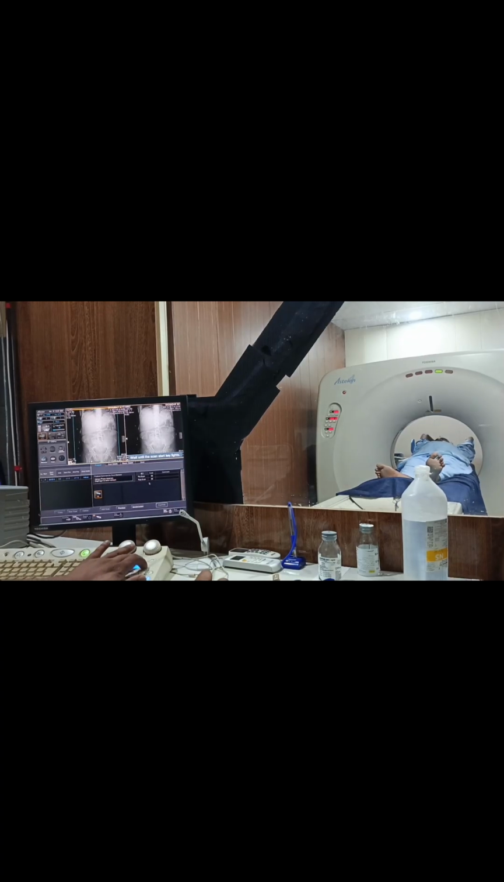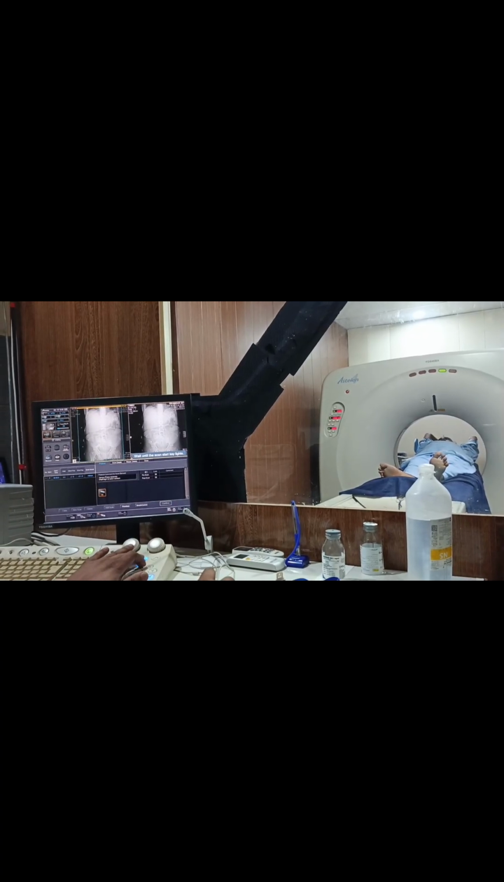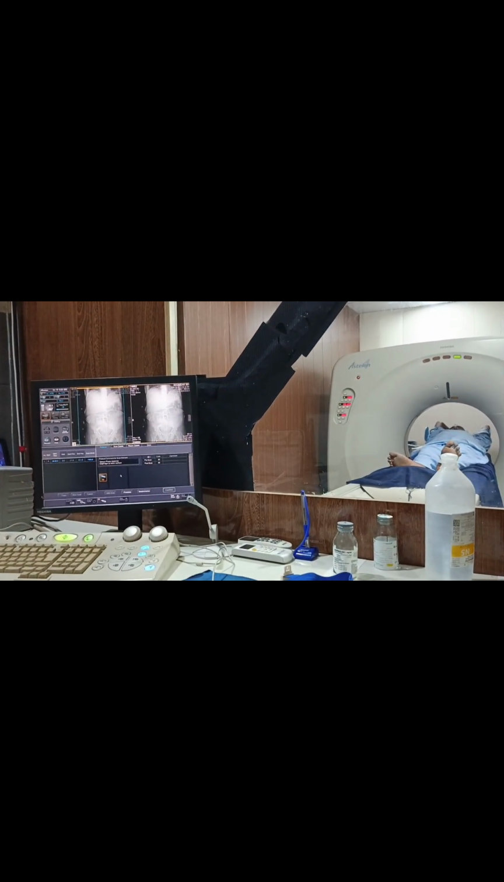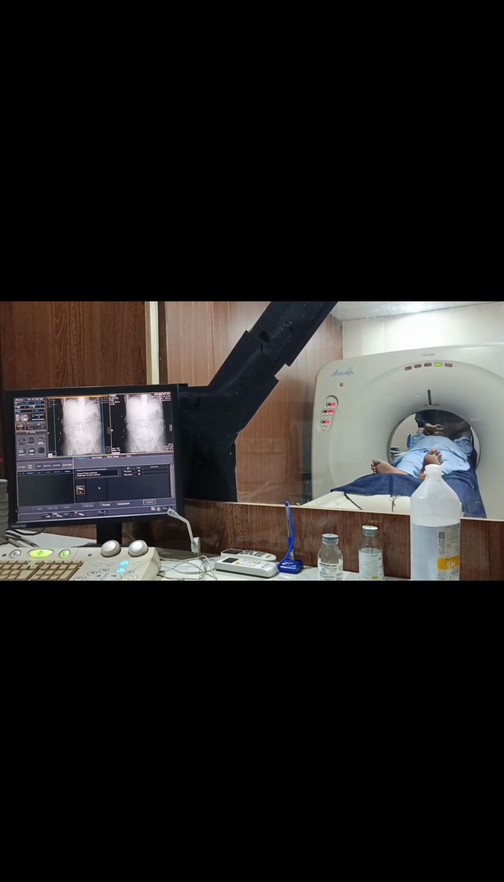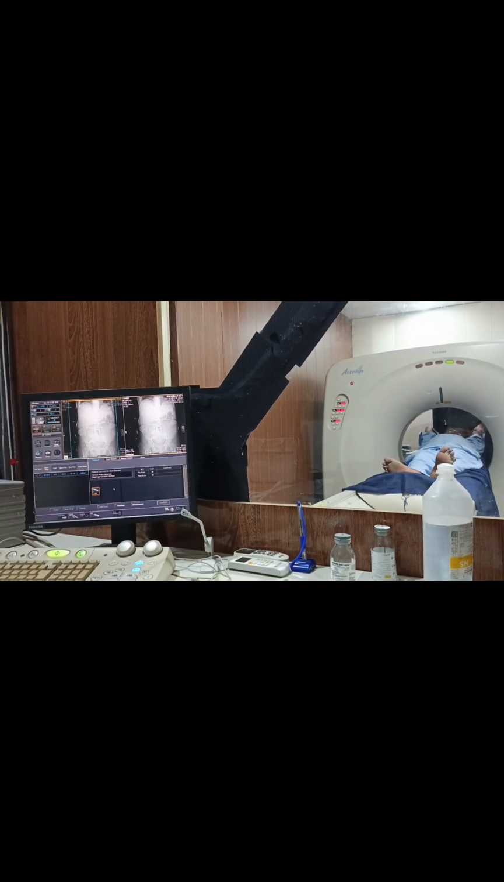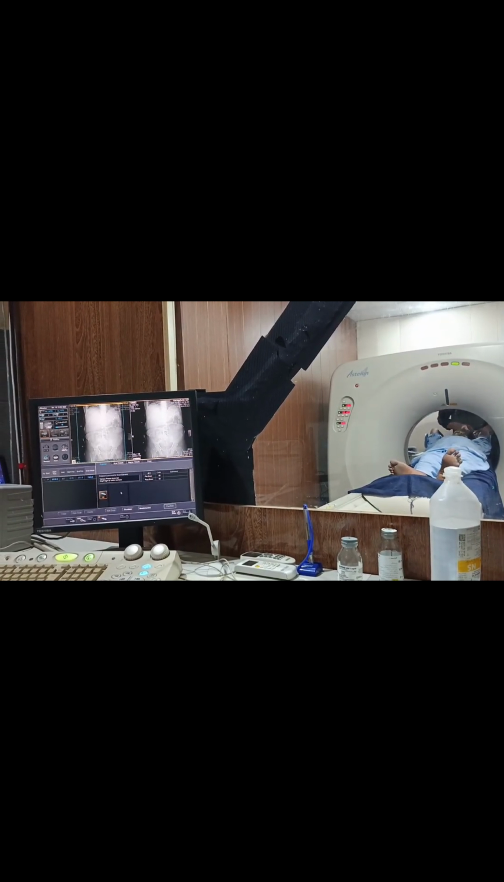Once the scan is completed, the technologist checks the images for clarity and completeness. If everything looks good, the patient's IV line is removed, and they are asked to wait for a few minutes to ensure there are no side effects from the contrast. The entire procedure usually takes around 15 to 30 minutes. The patient can resume normal activities shortly afterward unless otherwise advised by the doctor.